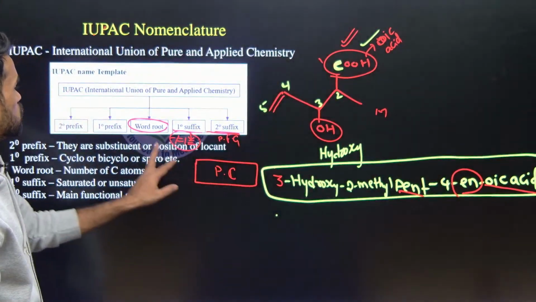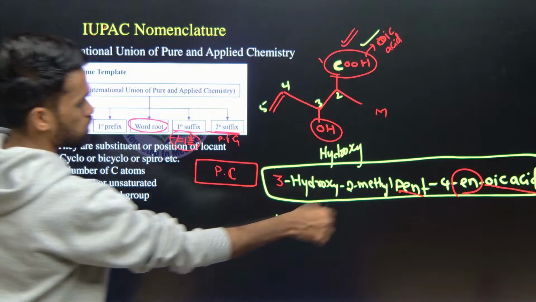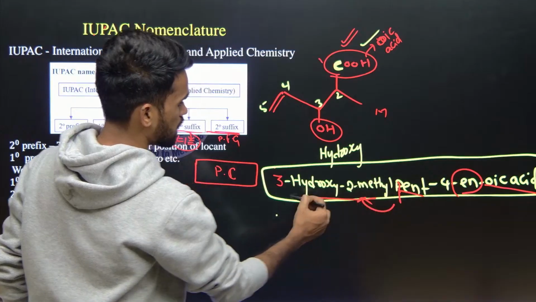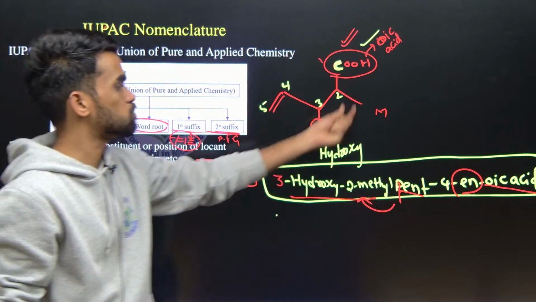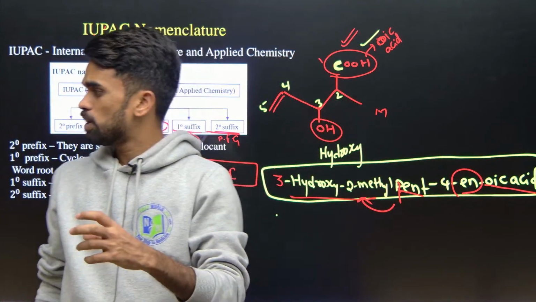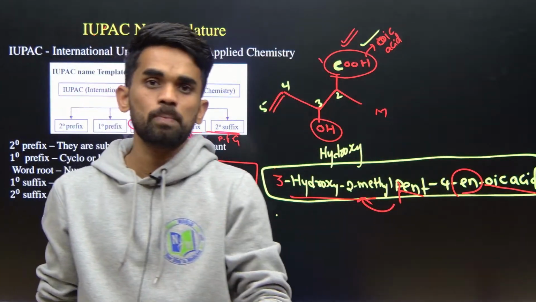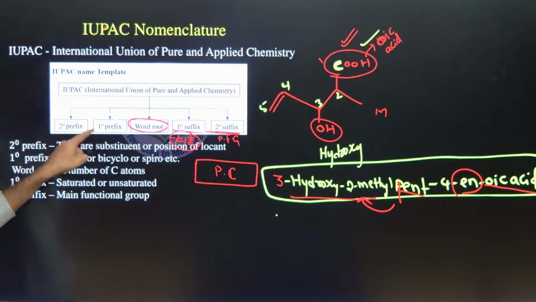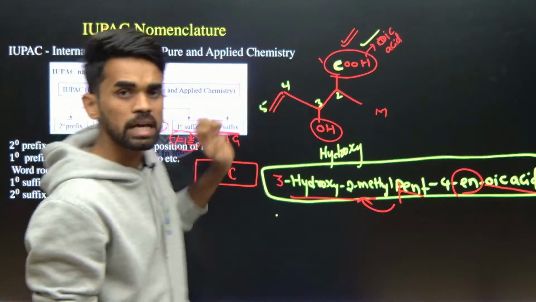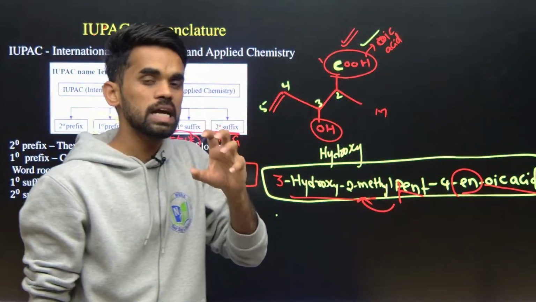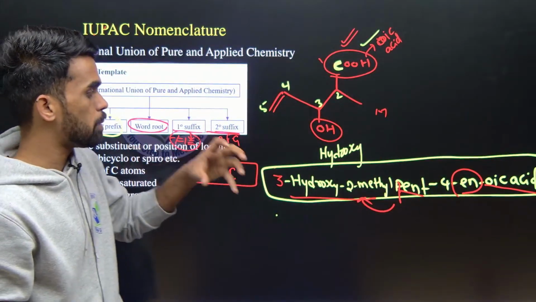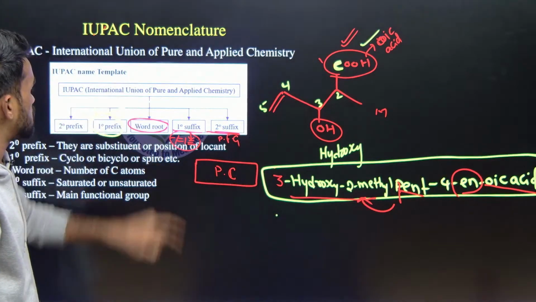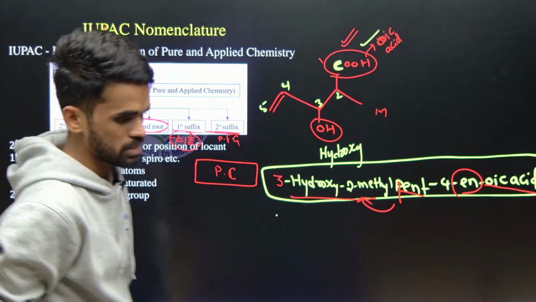And when it comes to prefixes, pentene is our word root. Before this we have the prefix, and these are normal substituents only. Sometimes a compound will be cyclic, sometimes it is open. Here it is open, so open means no need of writing this primary prefix. But if it is a cyclic compound, you need to indicate it is cyclo. So cyclopentane, cyclobutane, like that we are writing. That cyclo indicates the primary prefix.